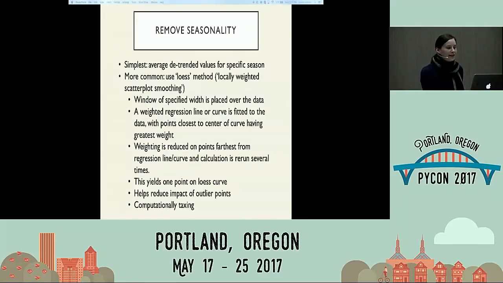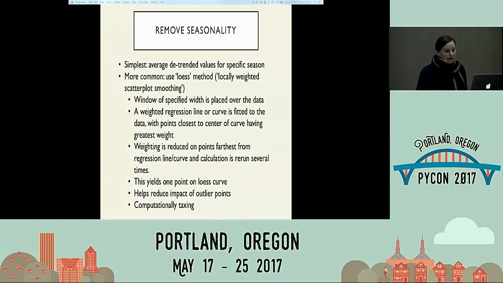Removing seasonality tends to be fairly tricky. It's not like removing a trend. The simplest is you just want to average detrended values for a specific season. So you could just have a springtime adjustment, a summertime adjustment, or a May adjustment, or whatever your season is for your domain.